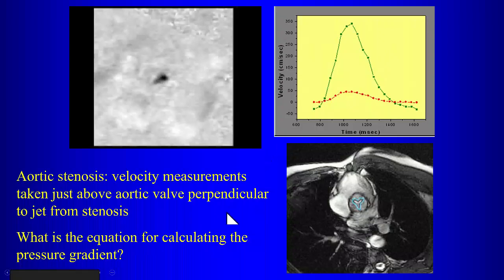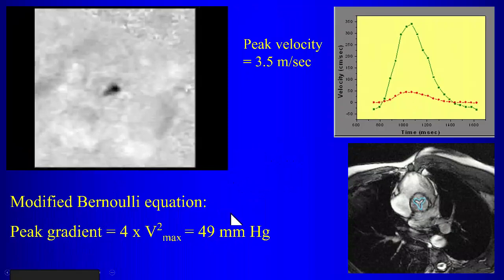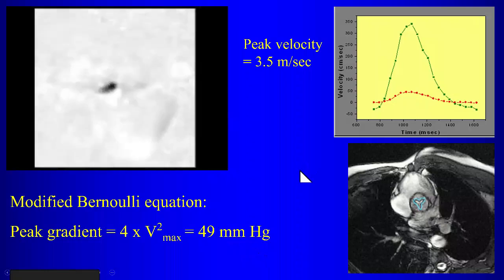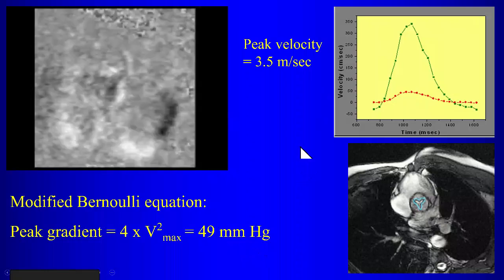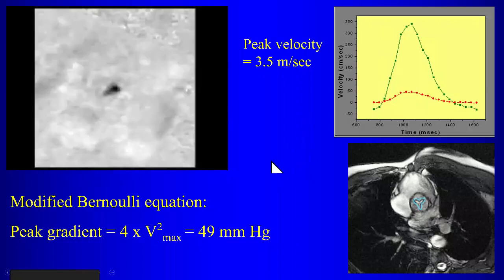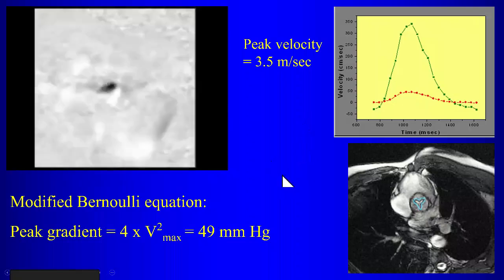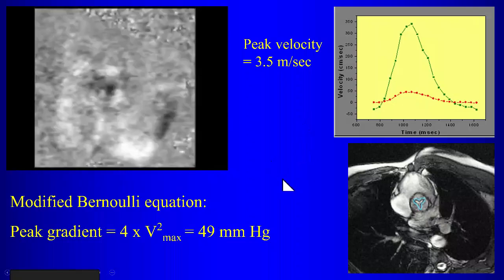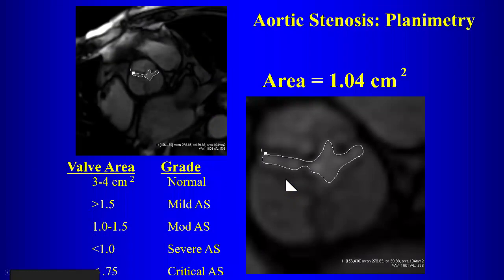Right? So the units come out in millimeters of mercury. So the modified Bernoulli equation uses V squared; in this case, the peak velocity was 3.5 meters per second. Plug that into your equation, and you get the peak pressure gradient in millimeters of mercury. So using the modified Bernoulli equation, by measuring the peak velocity, we can also calculate the peak pressure gradient there above between the left ventricle and the ascending aorta.